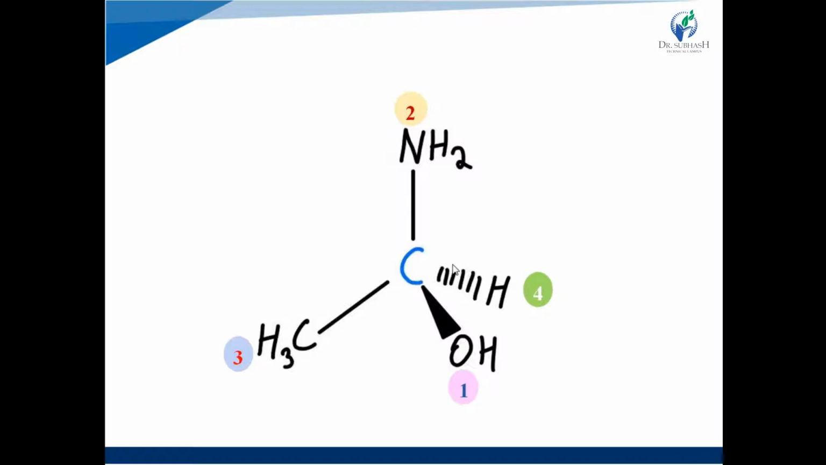And generally, in almost all compounds, when hydrogen is directly attached to the chiral center, it will receive the lowest priority number, that is 4, because it has the lowest atomic number, 1.